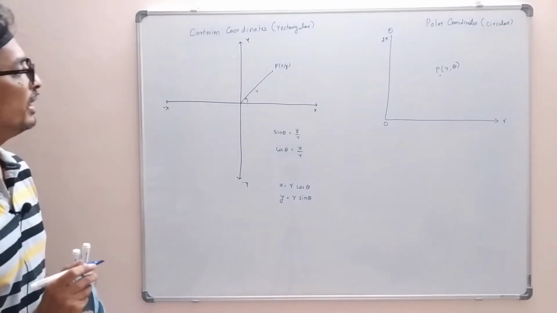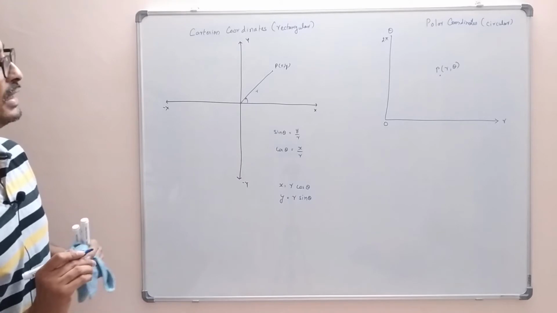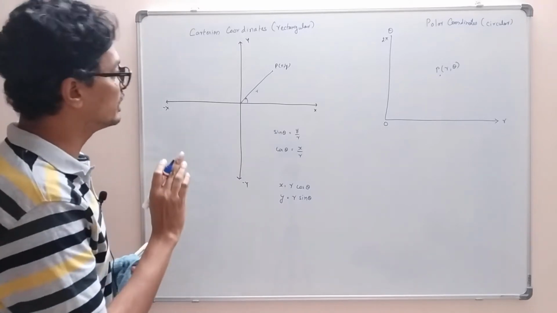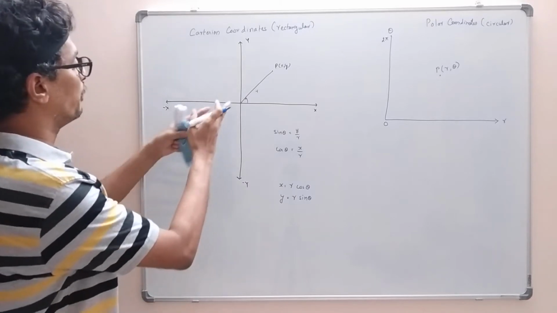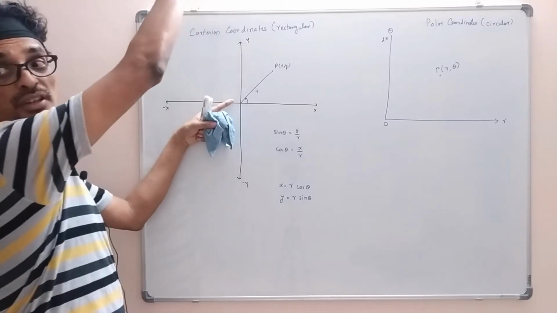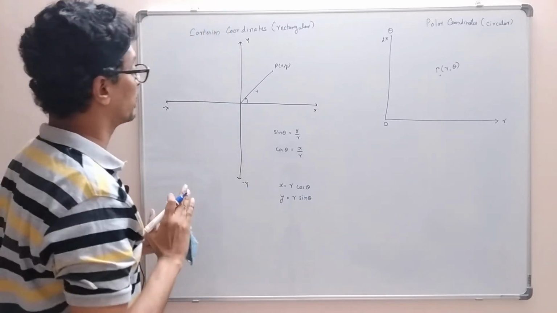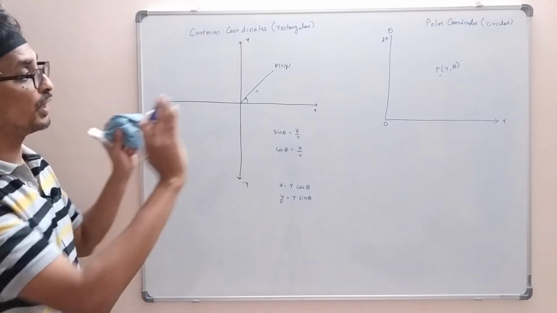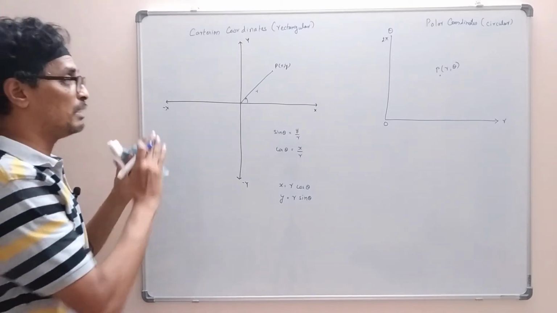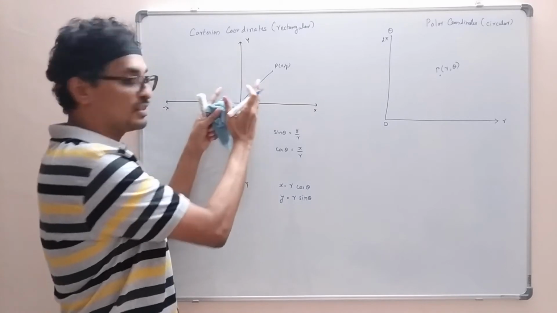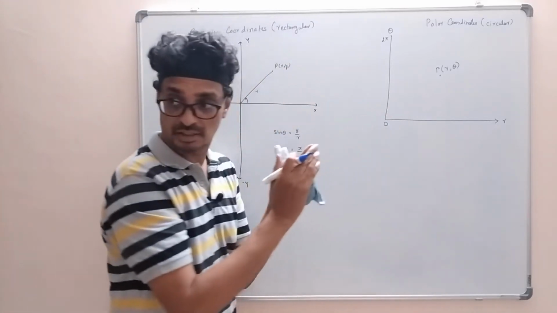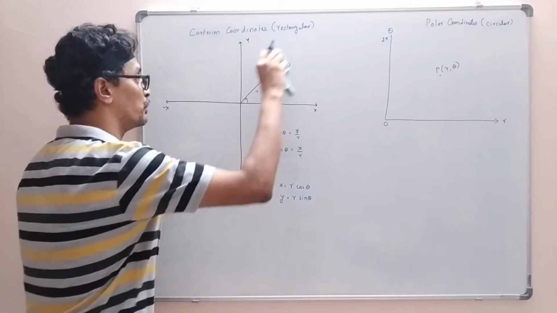Okay, and this is interesting. Why are these coordinate systems interesting? Now before that, let me explain something. Why we are using these two coordinate systems is that some problems look simpler in this coordinate system and some problems look simpler in the other coordinate system. So let us see what those problems are.